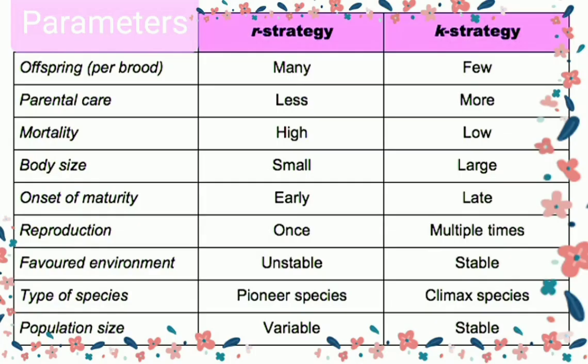Okay. Now, whatever we have discussed so far, in a nutshell, is summarized here in this table. This table shows you the various parameters which are taken into consideration when we do a comparative study about R and K strategists. So, this picture is a complete snapshot of whatever we have discussed throughout the lecture.